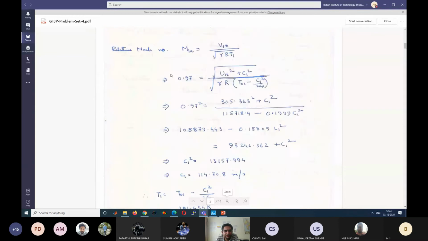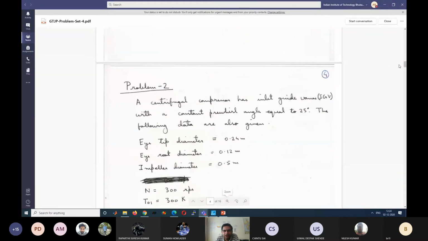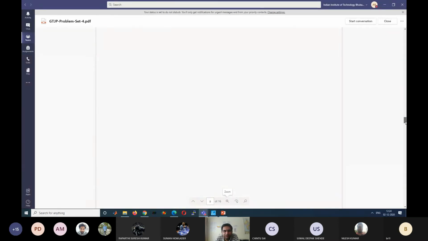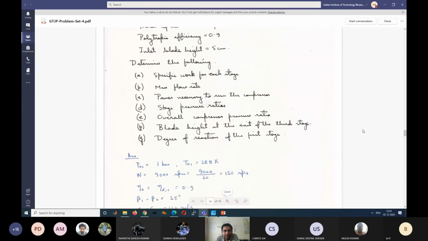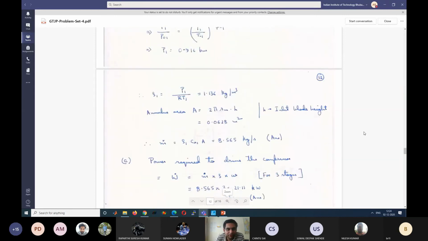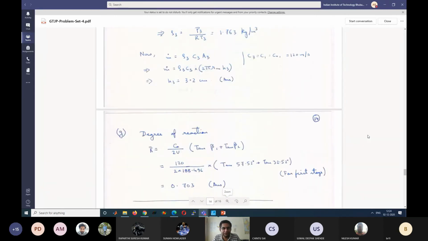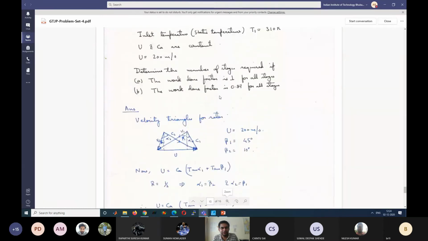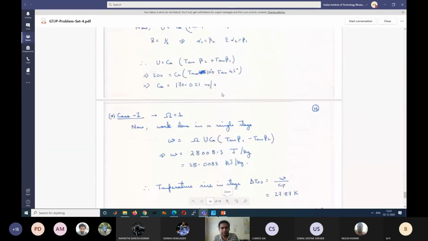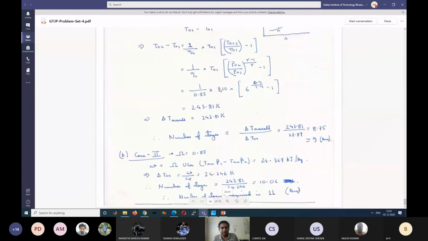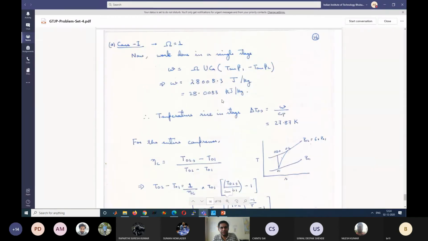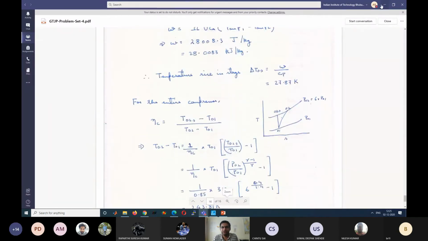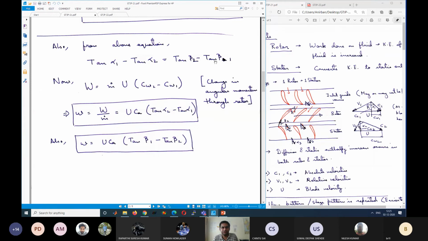2 problems are there on the centrifugal compressor and 2 on the axial flow compressor. Due to lack of time, I am not solving any problem in the class, but I will suggest some additional problems in the next class if possible. But otherwise also these 4 problems will give you a lot of idea about the work done factor and things like that, pressure ratio calculation, everything is there. After this class you can go through this.